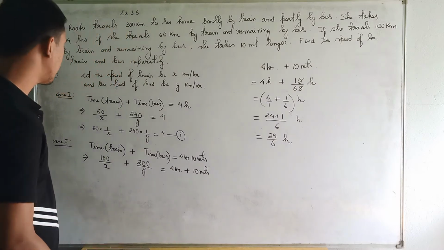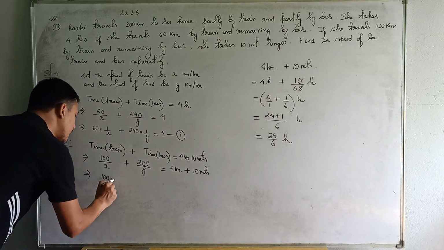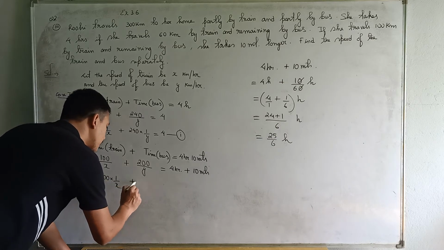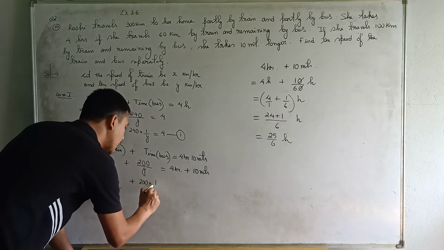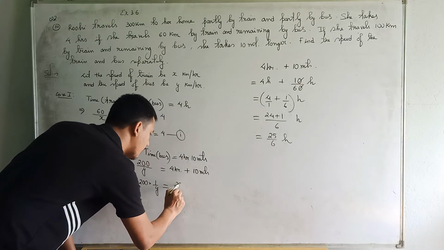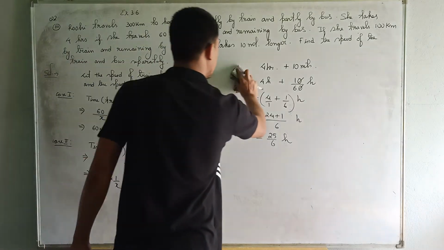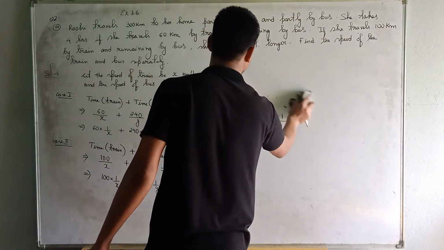Are you following that? So we can express this one as 100 times 1 upon x plus 200 times 1 upon y equal to 4 hours 10 minutes, which gives you 25 upon 6 hours. Are you getting that? So this will be your equation number 2.